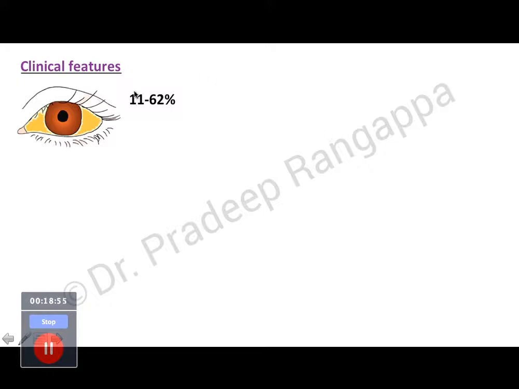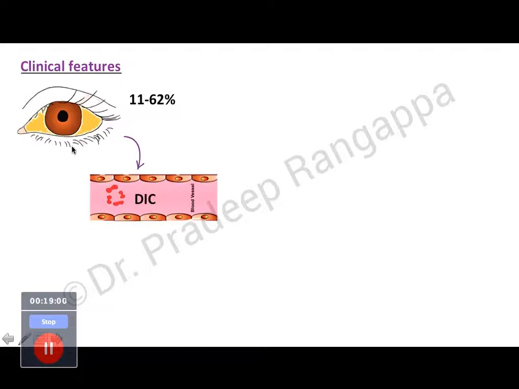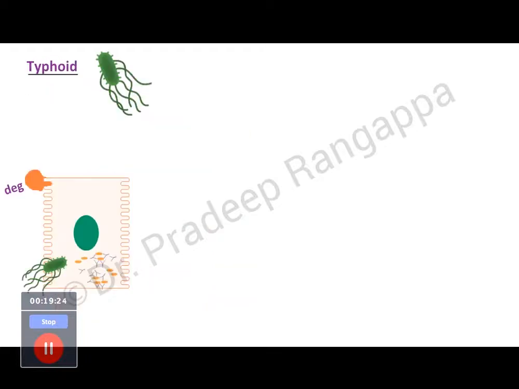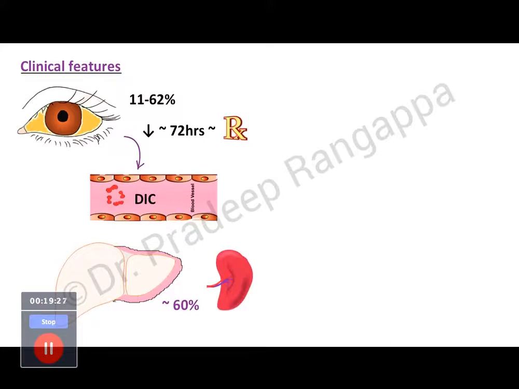Okay. And clinical features, jaundice is a pathognomonic feature, and it happens in 11 to 62% of patients with malaria. And this jaundice is mainly due to DIC and hemolysis, intravascular or microangiopathic hemolysis that happens. And this jaundice starts reducing within 72 hours after initiating the treatment. 60% of the patients are claimed to be having hepatosplenomegaly. So a predominant number of patients have hepatosplenomegaly. So that's pretty much about malaria.